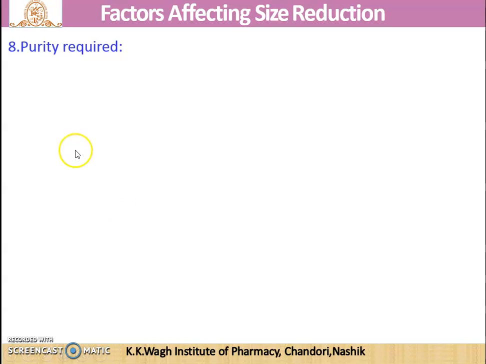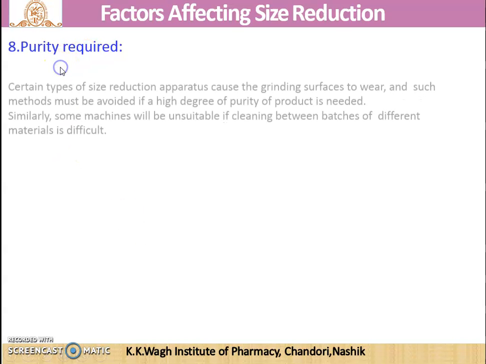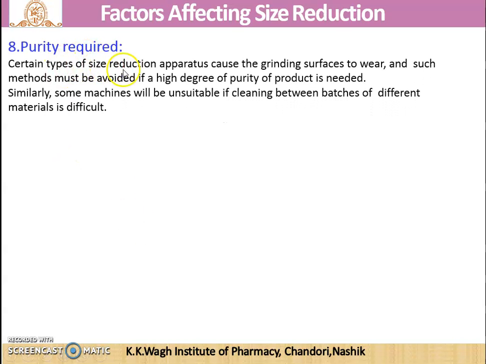The next factor is purity required. Certain types of size reduction apparatus cause the grinding surface to wear, so such a method must be avoided if a high degree of purity of the product is needed. Similarly, some machines will be unsuitable if cleaning between batches of different material is difficult.